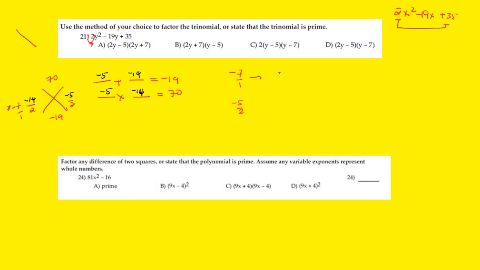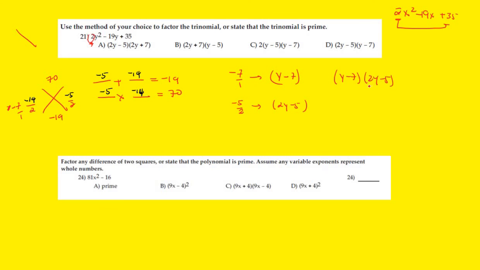It's going to be x minus 7, or in this case, y minus 7, right? Because it's like 1 times y minus 7. This one is going to be 2 times y minus 5, so it's going to be 2y minus 5. So the complete factorization of this is going to be what? y minus 7, 2y minus 5.